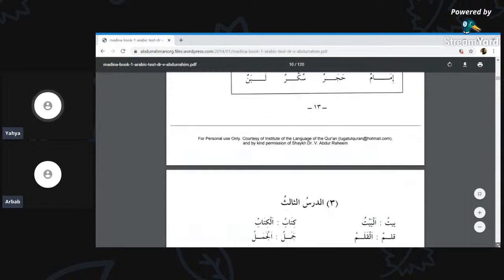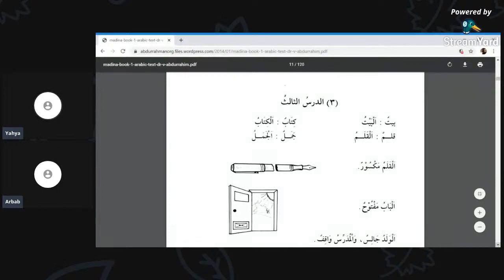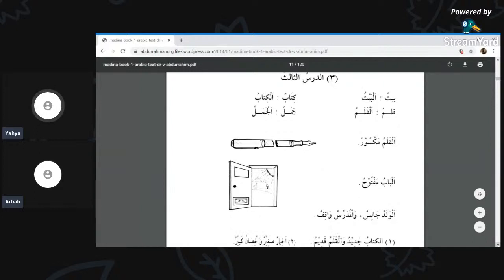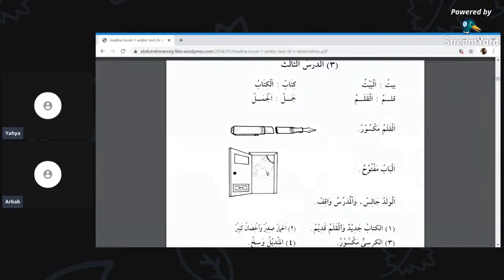And then we've got the third lesson, where we looked at words like baytun and al-baytu. You can see baytun ends with tanween, meaning 2 dhammas, dhammatain, and it's nakiratun. And then you've got al-baytu, which is ma'rifatun. And then we had, for example, al-qalamu maksurun. So the pen is broken. Al-qalamu is the mubtada, and maksurun is the khabar.